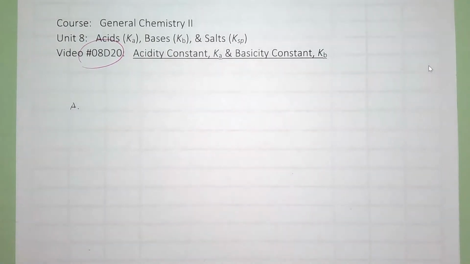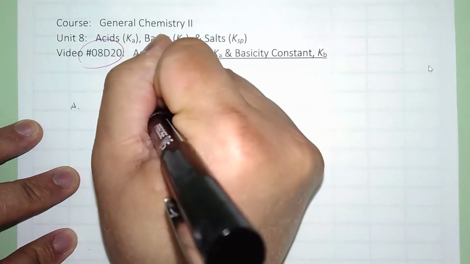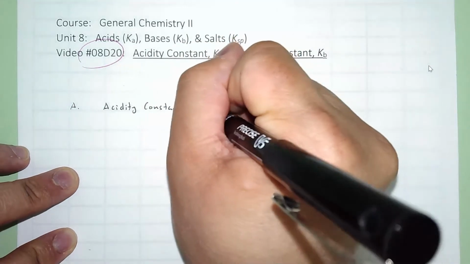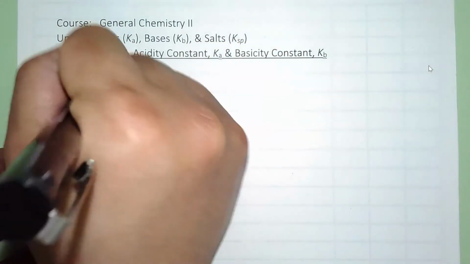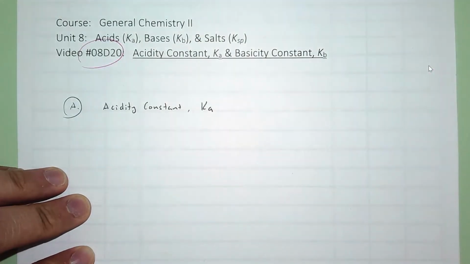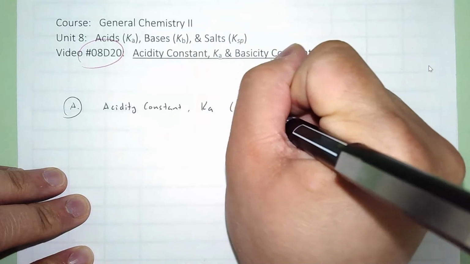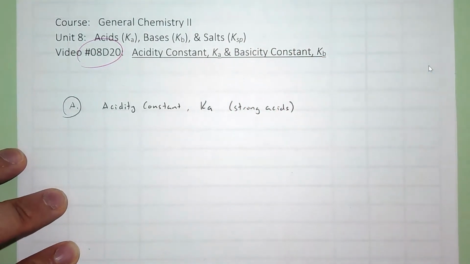Ka is simply the acidity constant. It basically tells you how strong an acid is. Right now we're going to look at the strong acids. Okay, let's pick up a strong acid.